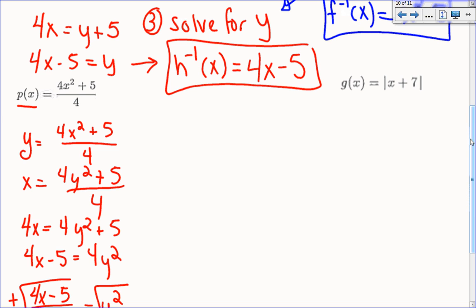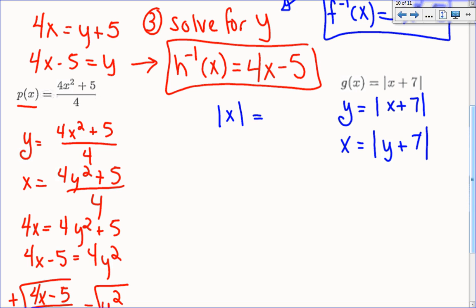And this last one. g of x is equal to the absolute value of x plus 7. So we're going to replace g of x with y, and we're going to switch x and y. So x equals the absolute value of y plus 7. Then we have to think about what absolute value means. Remember, if the absolute value of x is equal to, say, 2, that means x is equal to positive 2 and x is equal to negative 2. So the same thing is going to happen here.